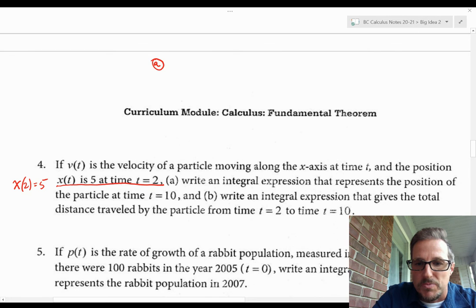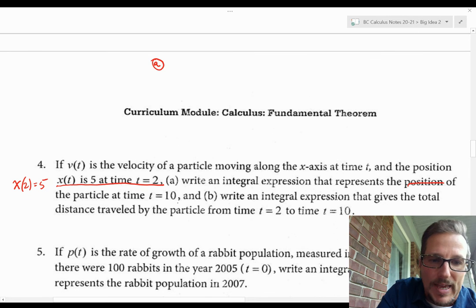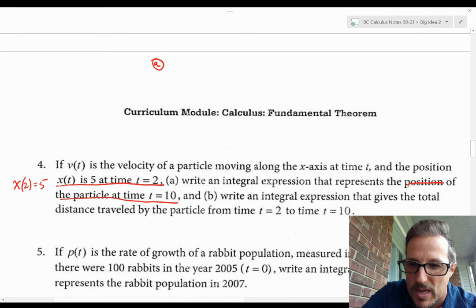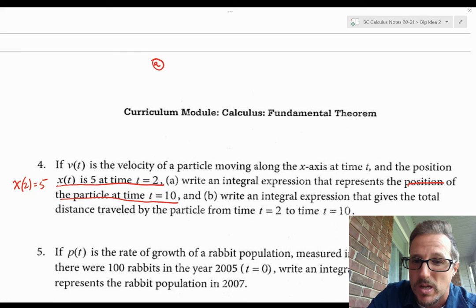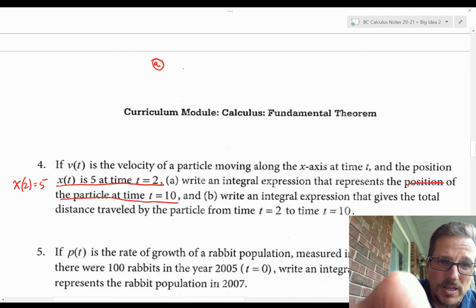Write the integral expression that represents the position of the particle at time 10. Okay, now in that other video, I have you sniff out these problems. Was plus change. Where was the particle? The particle was at x of 2, right?